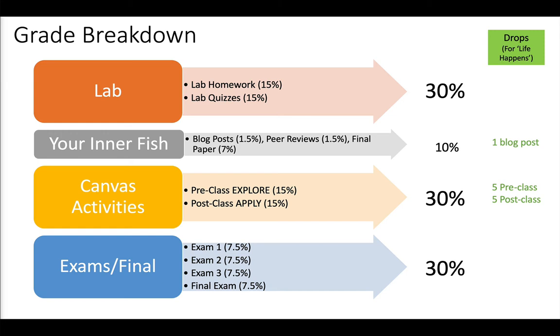Now notice in green I've got these Life Happens drops. So you can drop a blog post and you can drop 5 pre-class and 5 post-class activities. So if you are having a hard week, something happens, whatever, I don't care, you don't even have to tell me, 5 are automatically dropped. So you just plan accordingly.